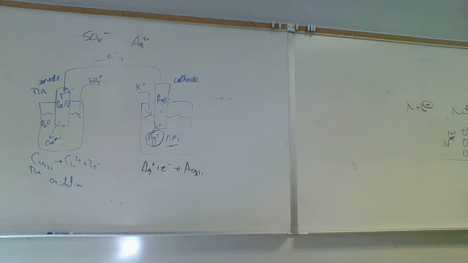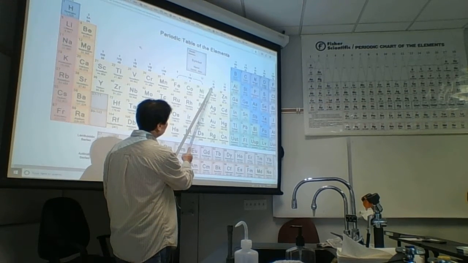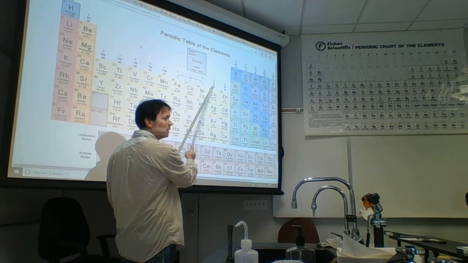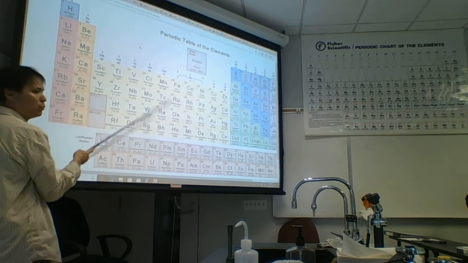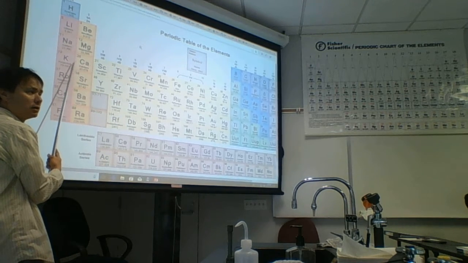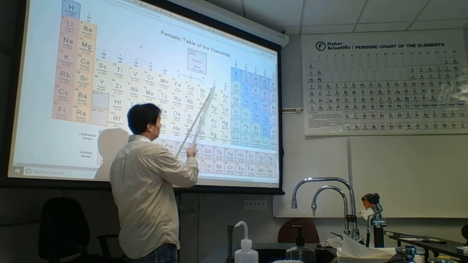Where does silver lie in the periodic table? What group is it in? What group is silver in the periodic table? Silver is in group 11 or group 1B. Where does group 1B come from? Why 1B? Because we have 1A. 1A is over here. Why do we need a 1B when we have 1A? Does anybody know the origin of this 1B? What that means?